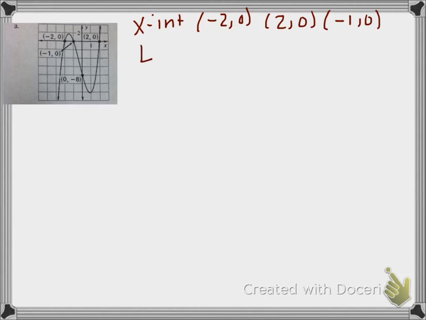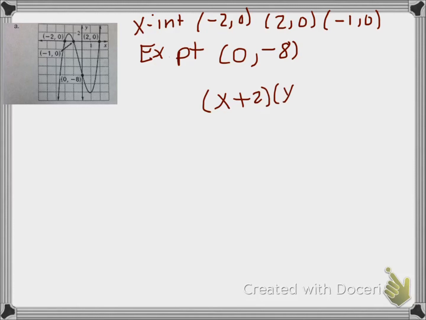Now, we have an extra point. That extra point is 0, -8. It won't matter if it's a y-intercept or if it's just some other random point. Now, we're trying to come up with the equation to this graph because we don't know it. Those x-intercepts, if you put them in the parentheses with the opposite sign, it represents it. So we know that is x plus 2, and the other one is x minus 2, and the other one would be x plus 1. But we know there should be a number up in the front.